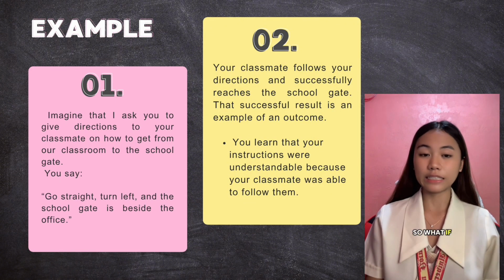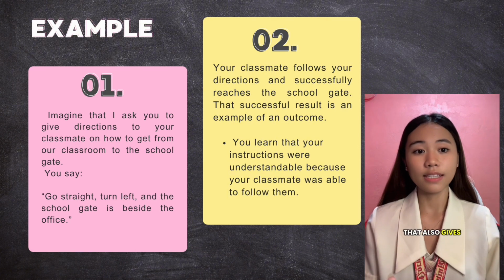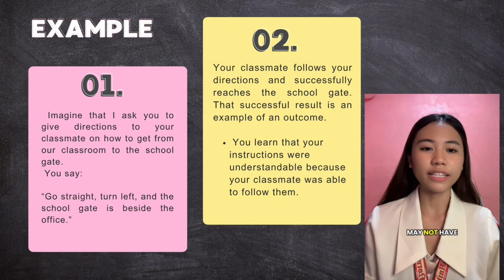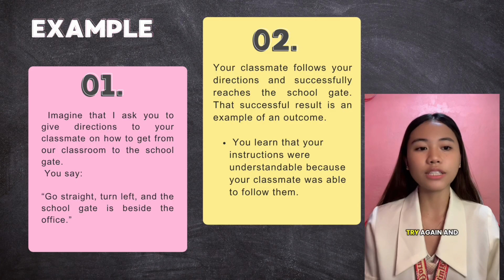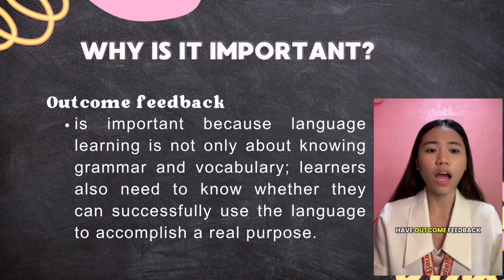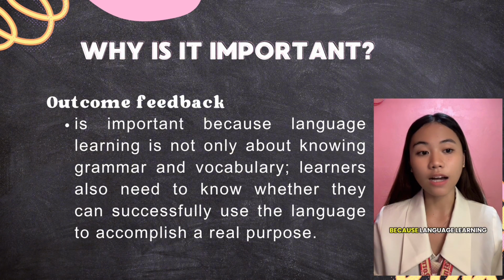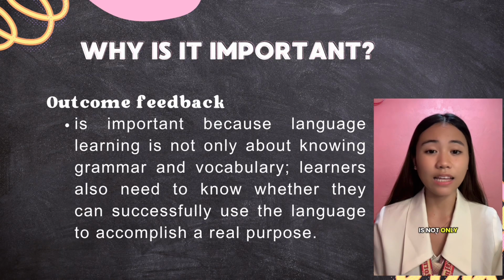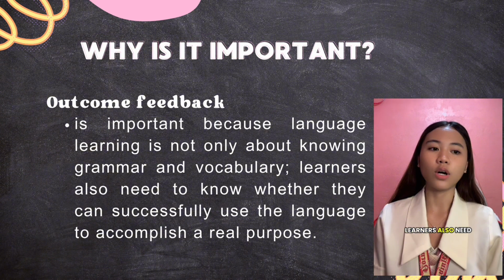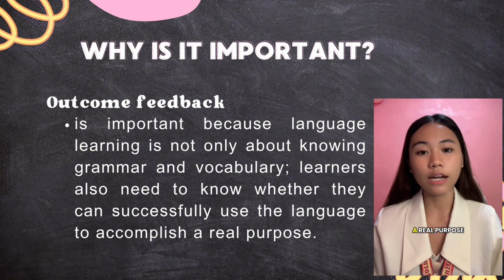So what if your classmate goes in a wrong direction? That also gives useful feedback. It tells you that your instructions may not have been clear enough, so you can try again and improve them. So why is it important to have outcome feedback? Outcome feedback is important because language learning is not only about knowing grammar and vocabulary. Learners also need to know whether they can successfully use language to accomplish a real purpose.